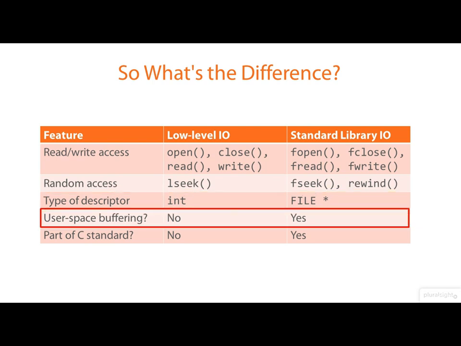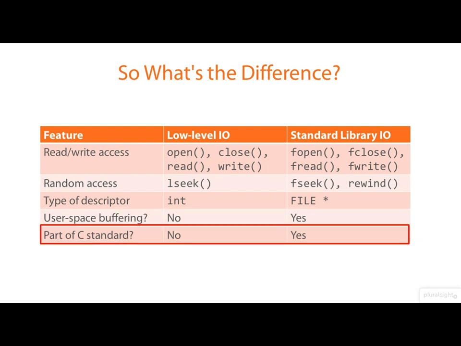Something I haven't discussed up till now, the system calls do not do any user space buffering, and the standard I/O library routines do. I will do a demonstration for you a little later in the module that indicates the performance benefits that this user space buffering can give you. Finally, let me just note that the standard I/O library routines are part of standard C, whereas the low-level I/O routines are not.